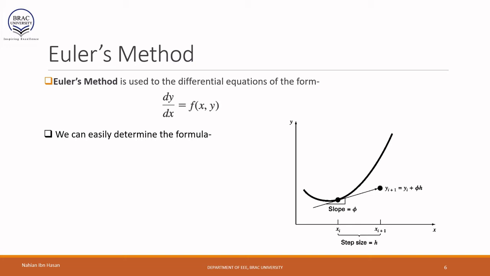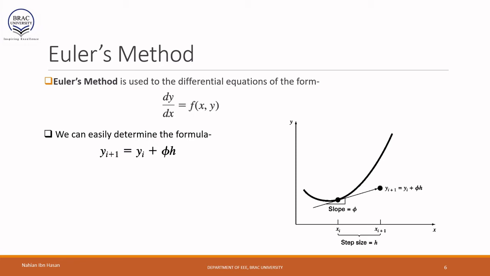How? Let's say this is the function f, the original function, and we are given the differential values at different data points. Let's say at the point xi, if we draw a tangential line to the original function, we can easily calculate the slope. The slope is denoted as phi. From the slope equation, slope is the height divided by the width of the base. That means we can easily calculate this formula: yi plus 1 equals yi plus phi times h.